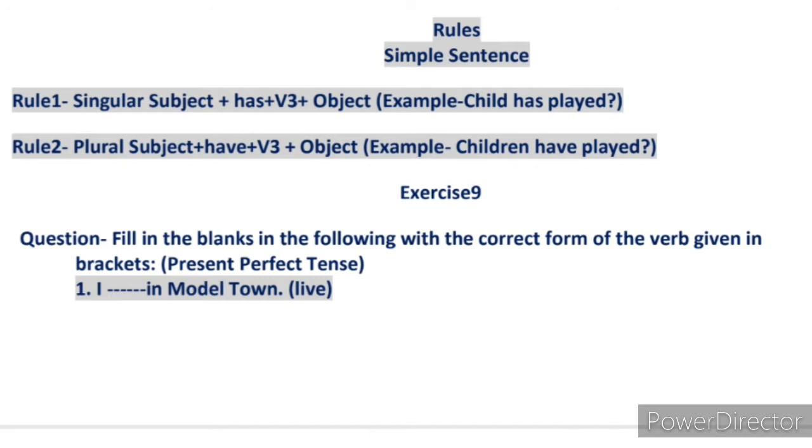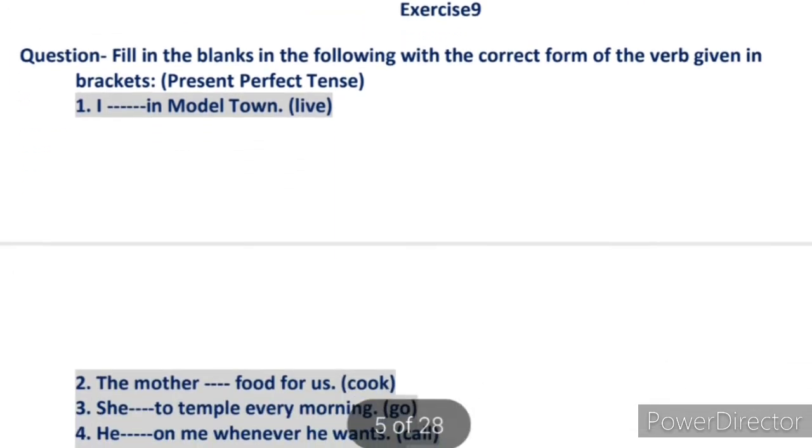Now rules for the simple sentence. Again, rule 1, if the singular subject is there, then has plus v3 plus object. For example, child has played. Here v3 we will use. Then rule 2, plural subject, have plus v3 plus object. For example, children have played. For the plural subject we will use have. For singular subject we will use has, and v3 is important in this. Then we will solve exercises.